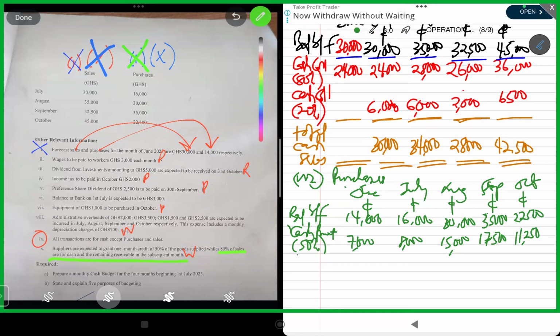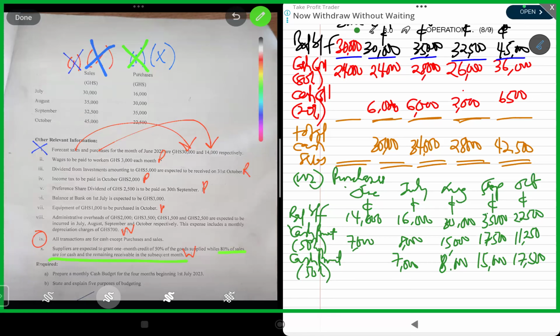So we'll say cash payments, 50%. So when will they pay the balance of the 50%? They will pay the 14,000, 7,000 in June. They will pay the rest in July. So do the rest for me. 8,000 in August. 15,000 in September. And 17,500 in October. So that's all, isn't it?